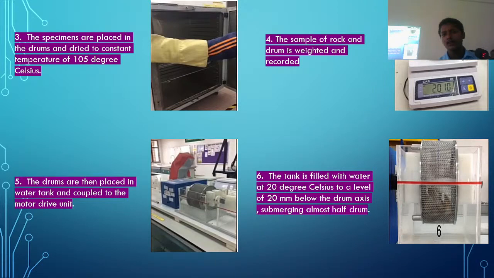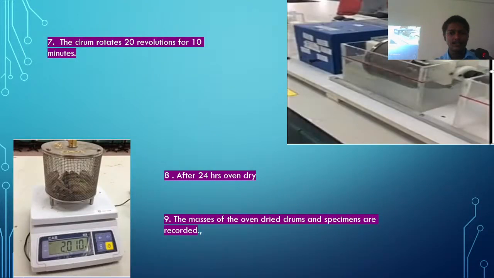Then we put the rock sample in the drum and weigh it, taking the record of weight. Then these drums filled with rock are put in the tank, connected to the motor drive unit, and the setup is placed in water at 20 degrees Celsius. The water level is kept at 20 mm below the drum's longitudinal axis. As it is connected to the motor drive unit, we start the motor, and it is driven for up to 10 minutes.